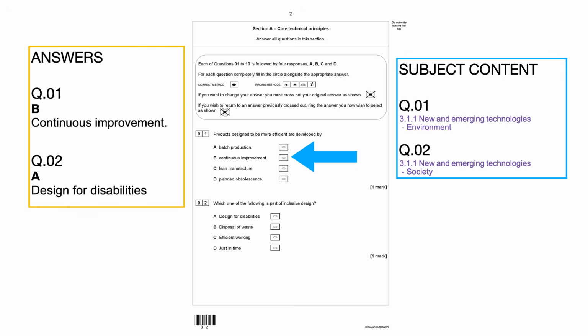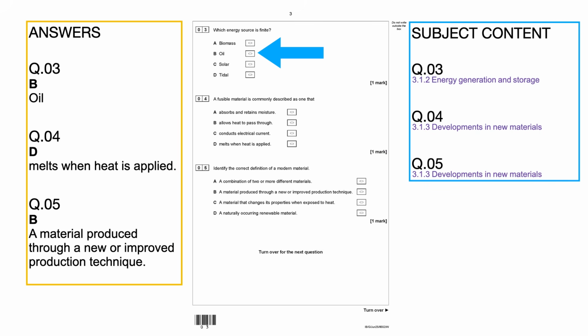Now, number 1, products designed to be more efficient are developed by, and the answer to this is B, continuous improvement. Now, if you are unsure of the content of question 1, you need to revise 3.1.1, new and emerging technologies, specifically environment. Now, question 2, which one of the following is part of inclusive design? And the answer to that is A, design for disabilities. Question 3, which energy source is finite? The answer to that is B, oil.